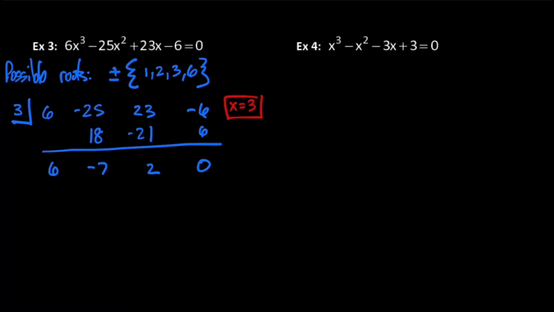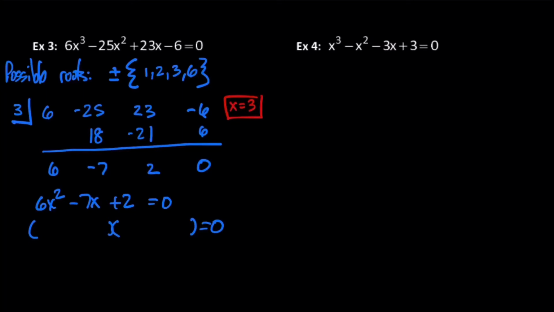We started with a cubic, and I depressed it 1 degree, so I have a quadratic. The quadratic that's left is 6x squared minus 7x plus 2. That's what's left. All right, so I need to factor that. 6x squared minus 7x plus 2. Let's set it equal to 0 to find those other two roots. Well, this one's not real easy to factor.